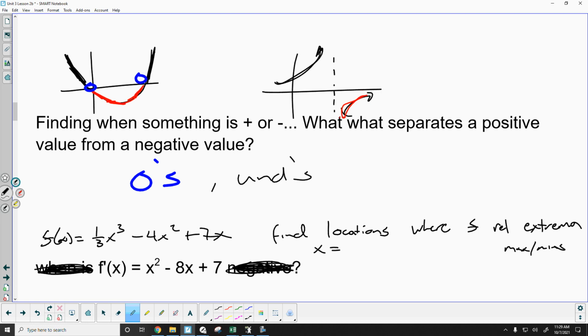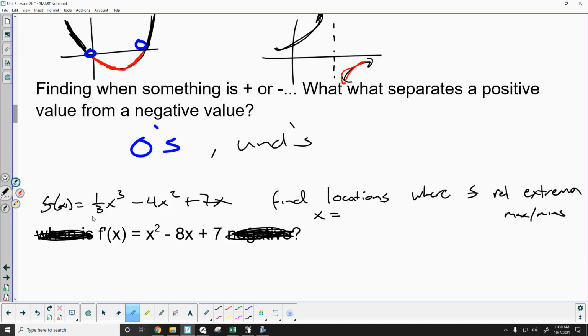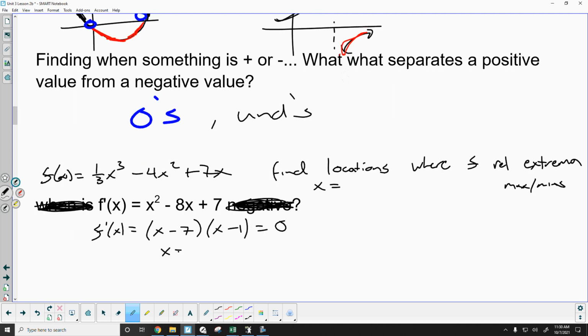You would do step 1, just like you've done. You would take the derivative of f and get f prime. I already did that for you. You would factor. To save time, I'm going to do this for you as well: x minus 7, x minus 1. You would set it equal to 0 and solve. I'm doing step 1 for you. Now it's time to do step 2 for the first time.